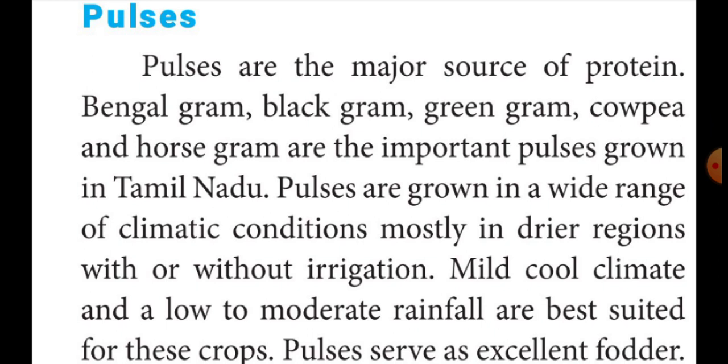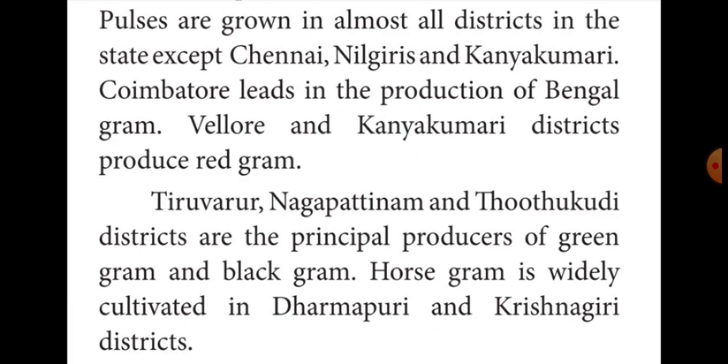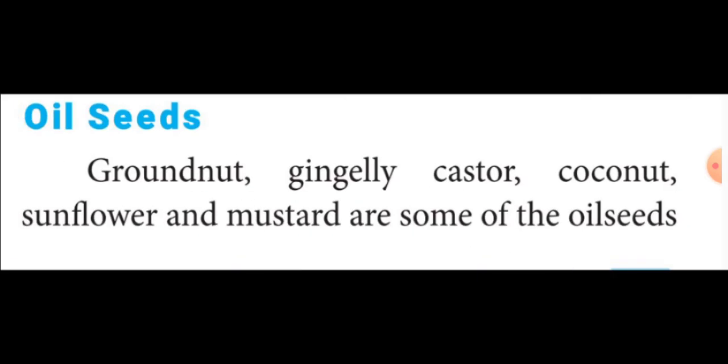A mild cold climate and moderate rainfall season are suitable for cultivating pulses. Most districts cultivate pulses except Chennai, Nilgiri and Kanyakumari districts. All the remaining districts cultivate pulses. Then the next important crop is oil seeds.